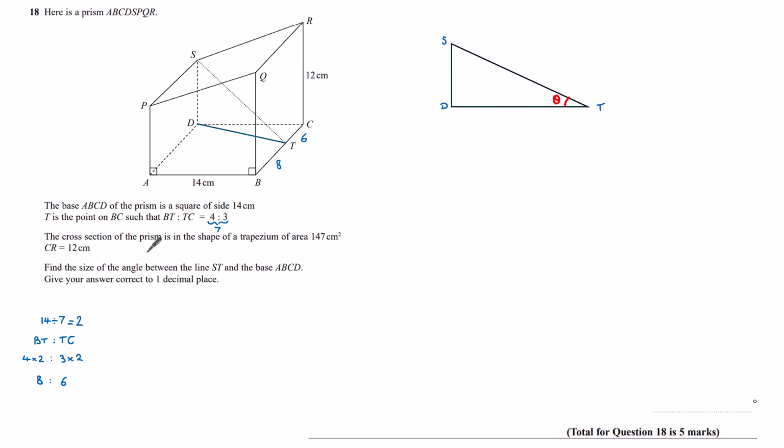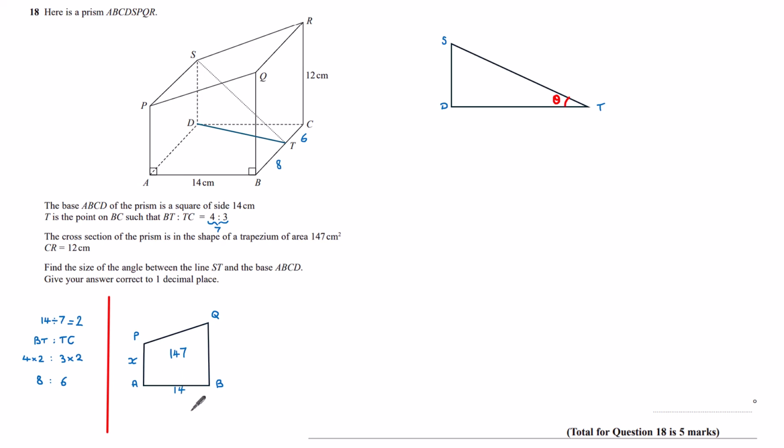Now let's look at the second piece of information. The cross-section of the prism is in the shape of a trapezium of area 147 centimeters squared. So here's my trapezium on the face of this shape, PQAB, and I know the area to be 147. Now I'd be quite interested in finding this height here, PA, because that will be the same as the height of my SDT triangle. It will be the distance between S and D.